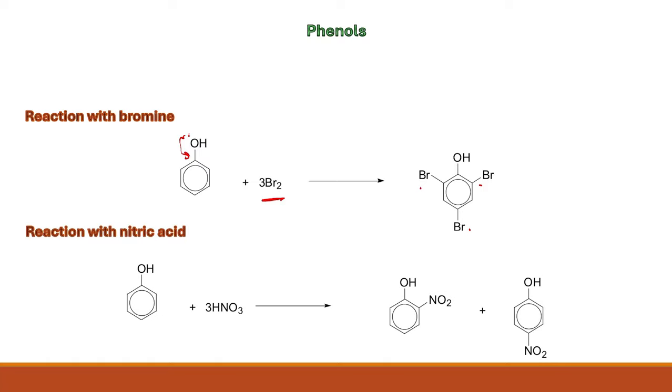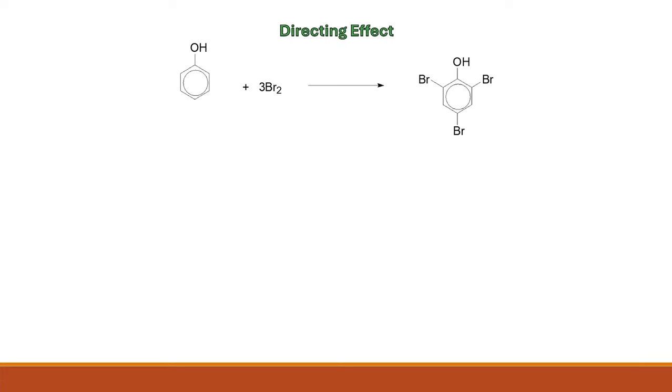Reaction with nitric acid as well, with nitric acid, that will make the benzene ring more reactive. In this case, you don't need to use concentrated sulfuric with concentrated nitric acid. You can simply use dilute nitric acid and the phenol is still going to be nitrated. And it's going to give you a mixture of 2-nitro and 4-nitro products.